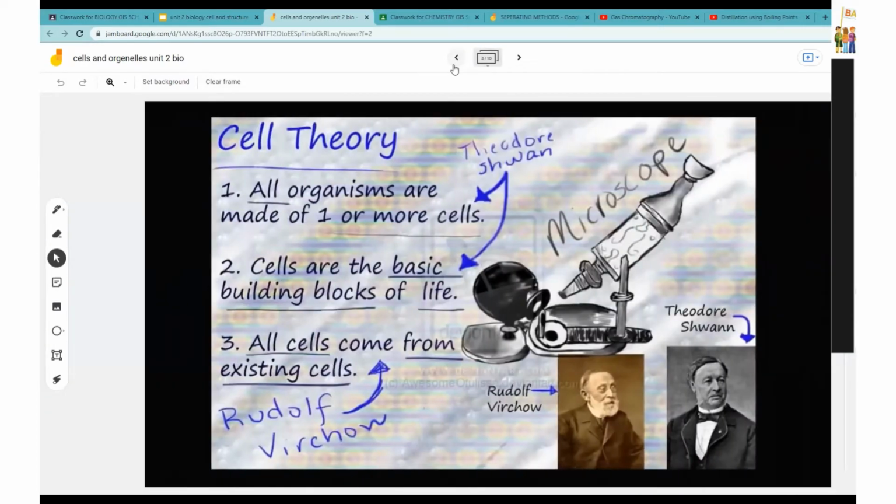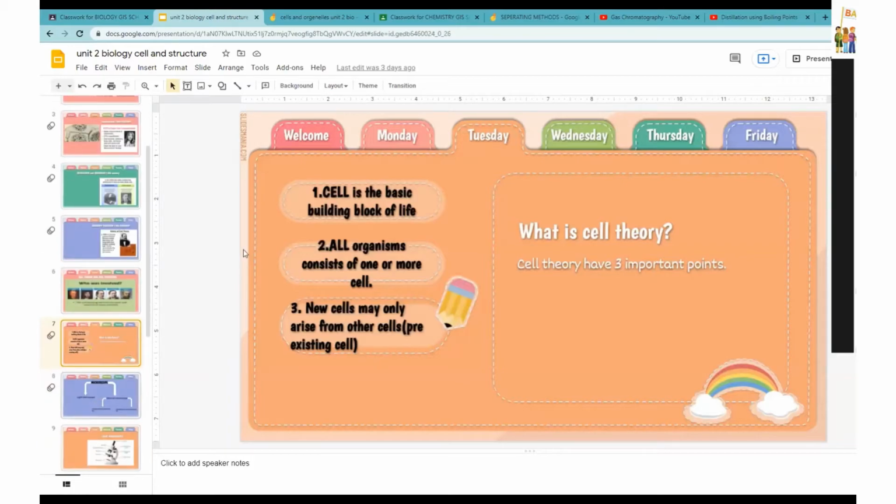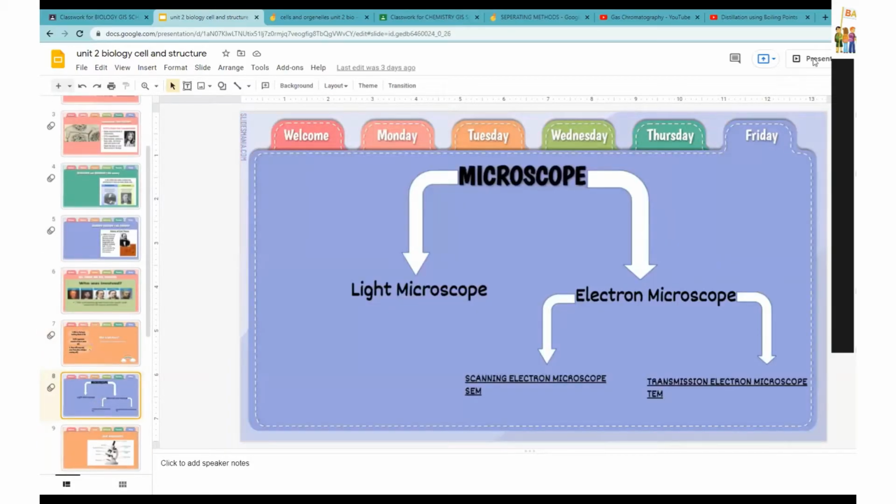Next one, I already taught you. It is one of the easiest topics. It is about microscopes. What is a microscope?